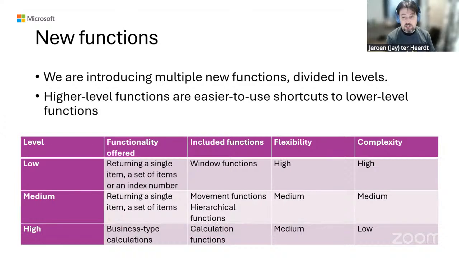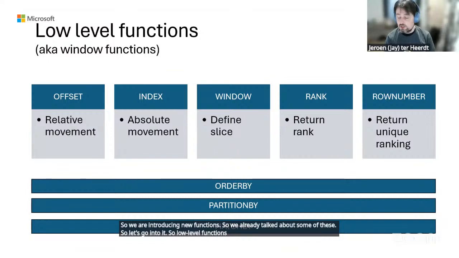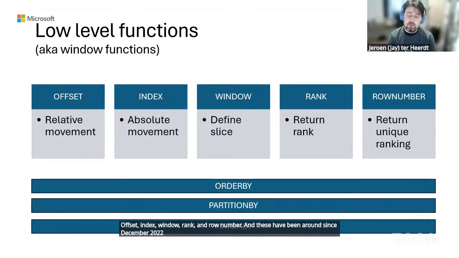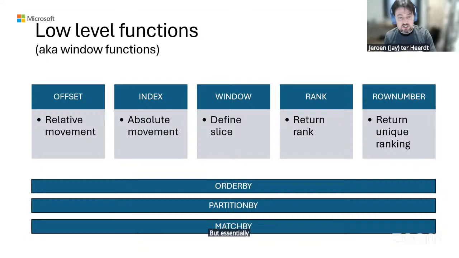So we are introducing new functions. We already talked about some of these, so let's go into it. Low-level functions are the functions that you can use in measures, in calculated columns, and in visual calculations, so you can use them anywhere. Offset, index, window, rank, and row number. These have been around since December 2022. If you go back and reread the blog that I wrote at that time, I was alluding to what we were building with visual calcs, but I wasn't ready to talk about it yet. Essentially, these are the functions that build the foundation for visual calcs.